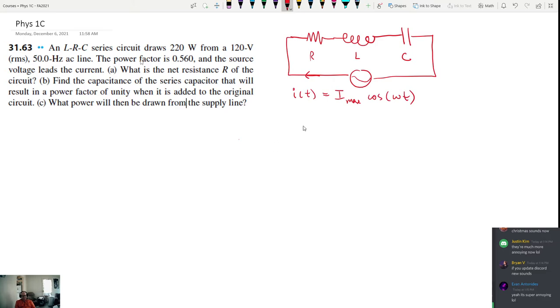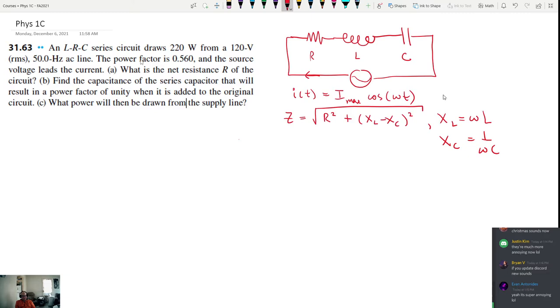We learned with these circuits there's this thing called impedance that we can define by taking the square root of R squared plus (XL minus XC) whole squared, where these quantities, XL and XC, are found by doing this. And that's pretty much most of what we learned last time.